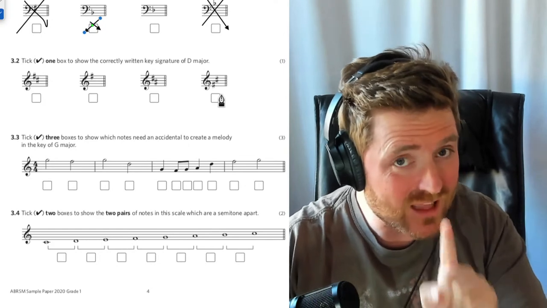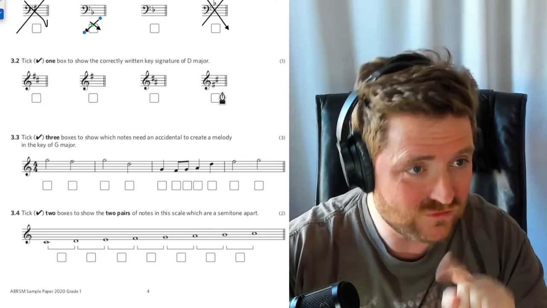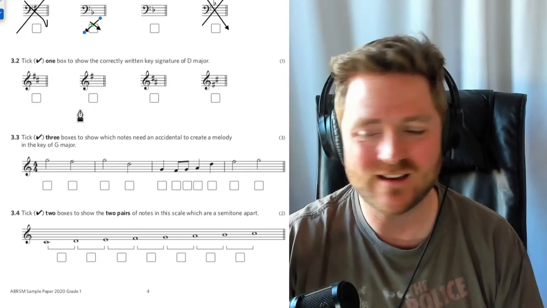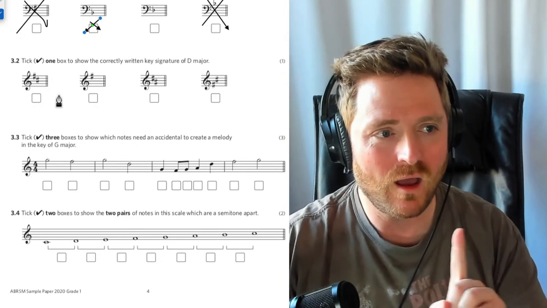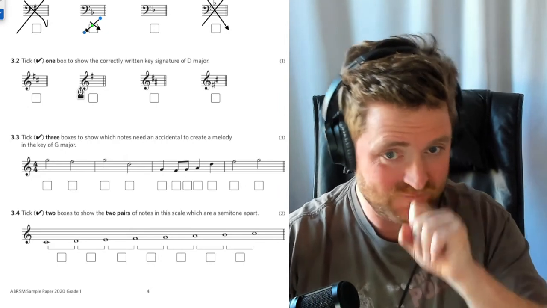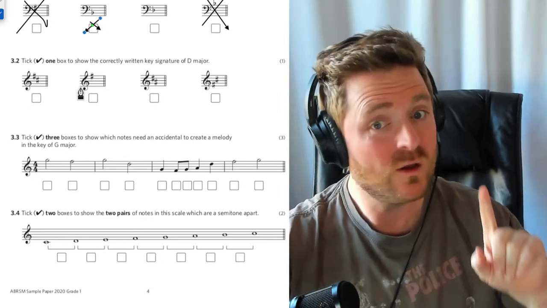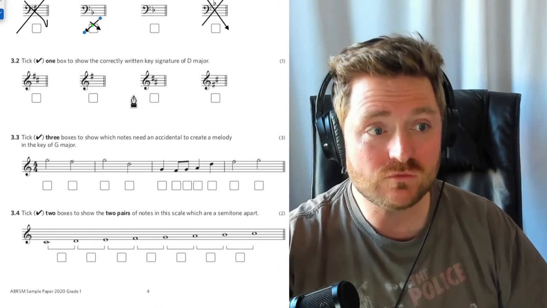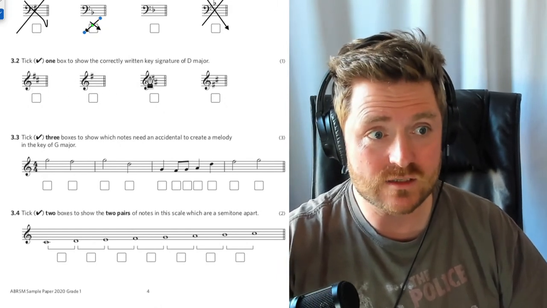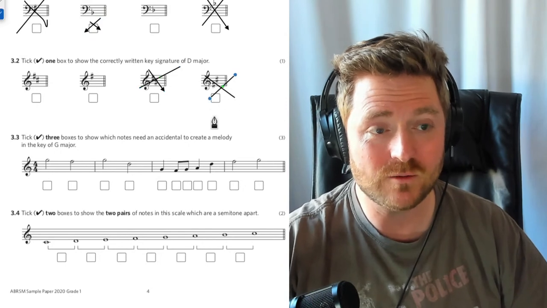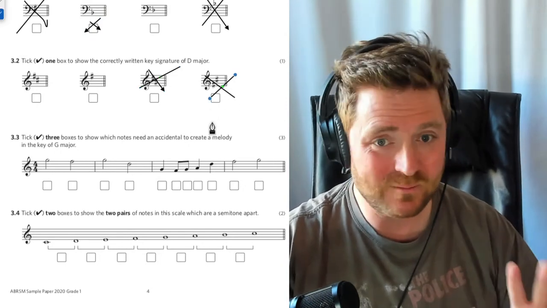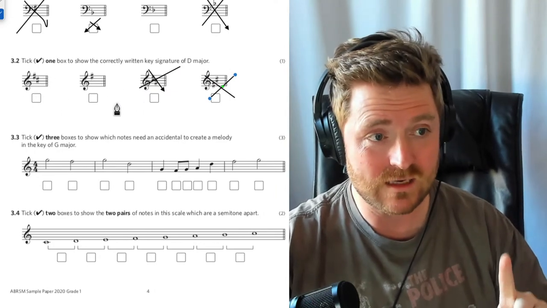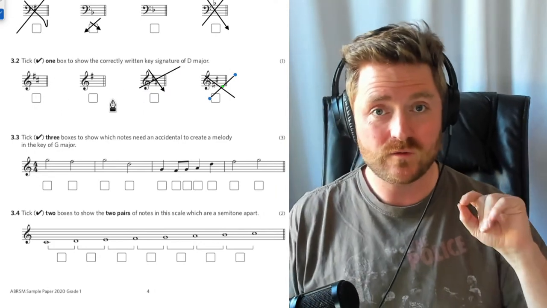Correctly written. That's the key here, correctly written. Let's have a look. Well done. Those of you saying one are correct. D major. Okay, now if you said two, good stuff as well, because you have identified one of the two correctly written key signatures. These are both absolute gobbledygook, okay? They do not make sense. These two are correctly written key signatures.